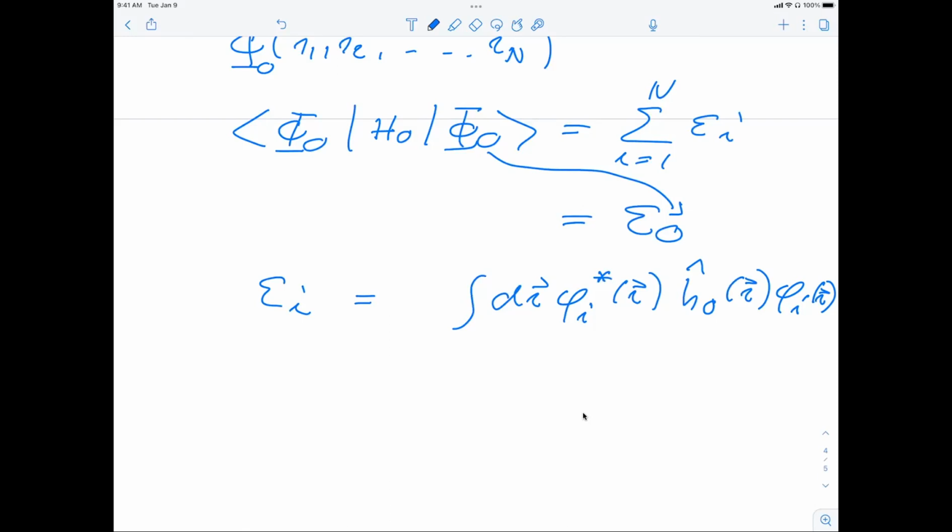So you can always redefine your single particle basis. Some of you may have taken a course on DFT, density functional theory. Has any one of you done that? Okay, then we can just wait a little bit with that.